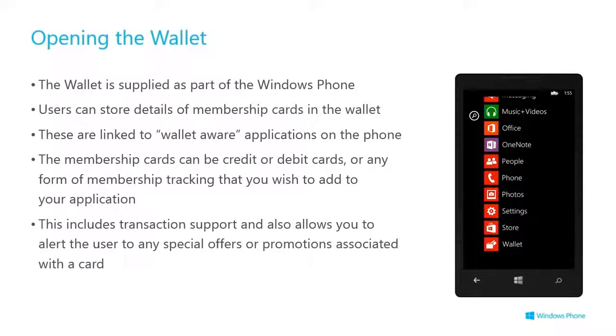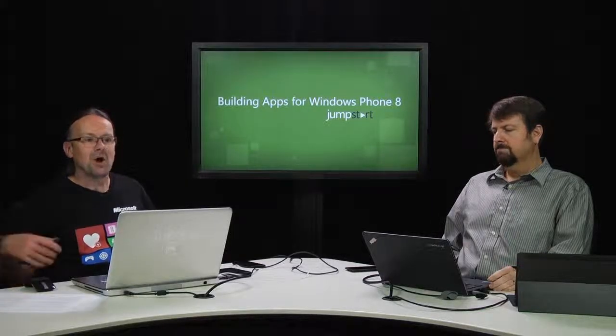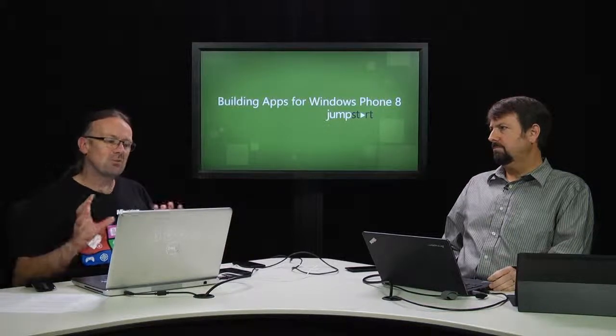Yeah. So if you open the wallet, navigate over there and scroll down, you can launch the wallet and store the details of your membership cards, and they are linked to wallet-aware apps on the phone, which I think is an important point that will carry through this: there's going to be an app paired with every card. It's important to realize that once you enter a card into the wallet, the wallet itself is just a repository. It's a hub on the phone where you can go and see all these things. The cards themselves are not going to auto-magically update themselves. That's what your app does. The app is linked to the card, and it's the app that makes the card come alive.